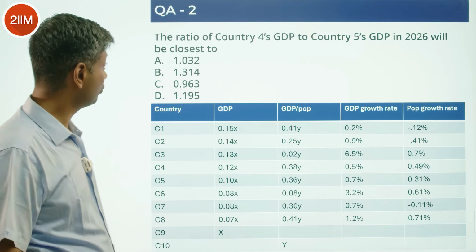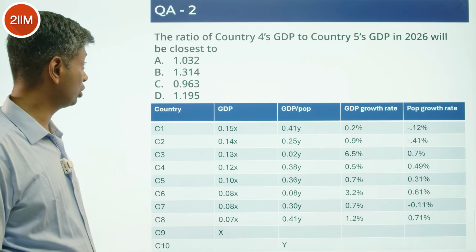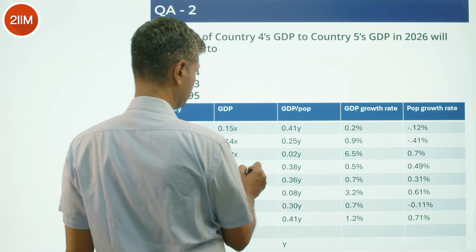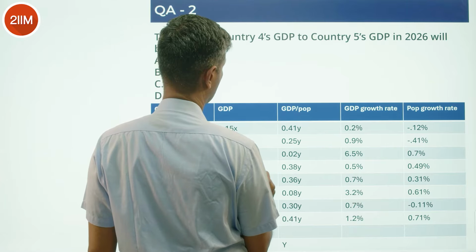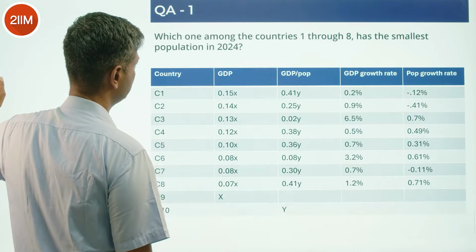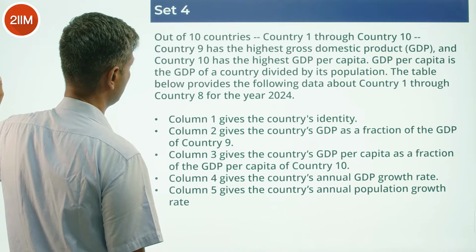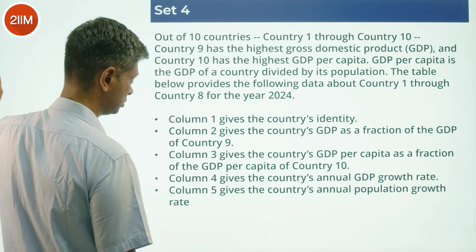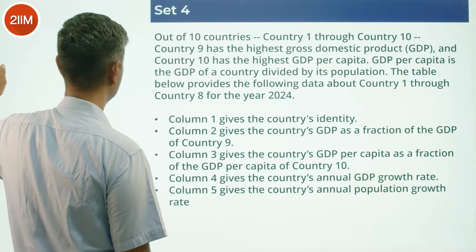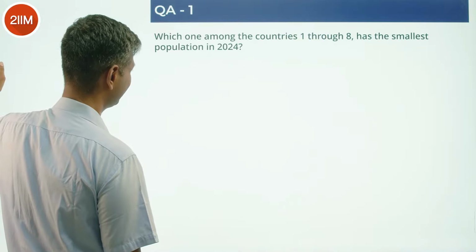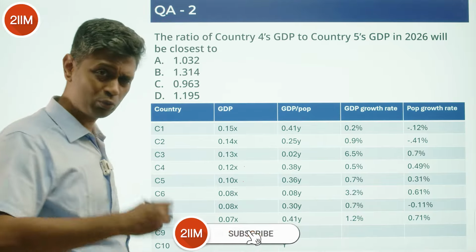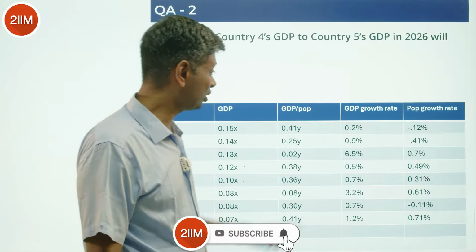The ratio of country 4's GDP to country 5's GDP in 2026 will be closest to what? Right, so all these numbers are through which year? Let me just check that. Country 1 through 10, for the year 2024. For the year 2026 is what we need to find the ratio. That means 2 more years. This is getting done twice over.